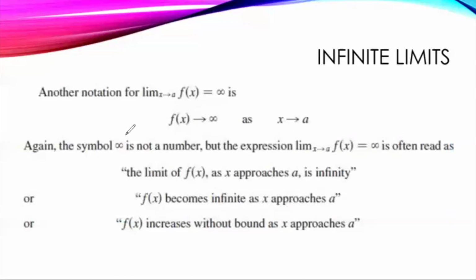We have here important remarks, or another notation for the limit of f of x as x approaches a is infinity, or positive infinity, and we can also rewrite this using another notation, which means that f of x approaches infinity as x approaches a. Okay? Again, the symbol infinity is not a number. But the expression limit of f of x as x approaches a is positive infinity, we often read as the limit of f of x as x approaches a is infinity. Or we can also read it as f of x becomes infinite as x approaches a, or f of x increases without bound as x approaches a.